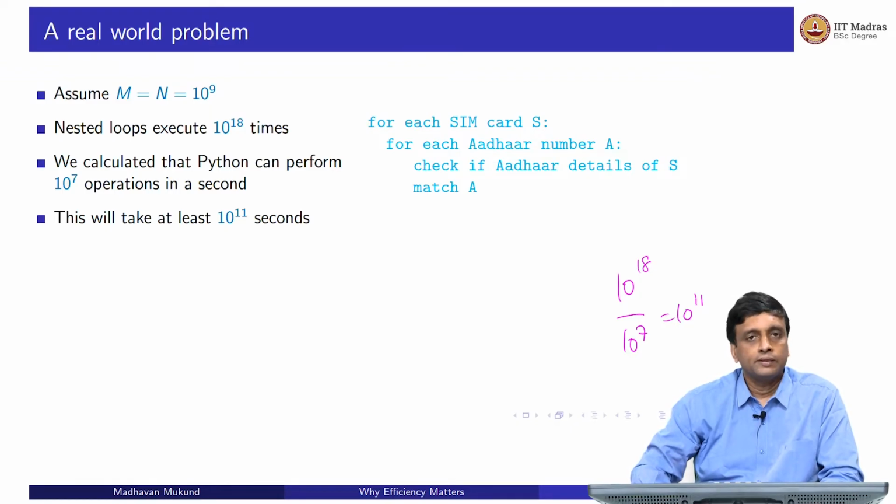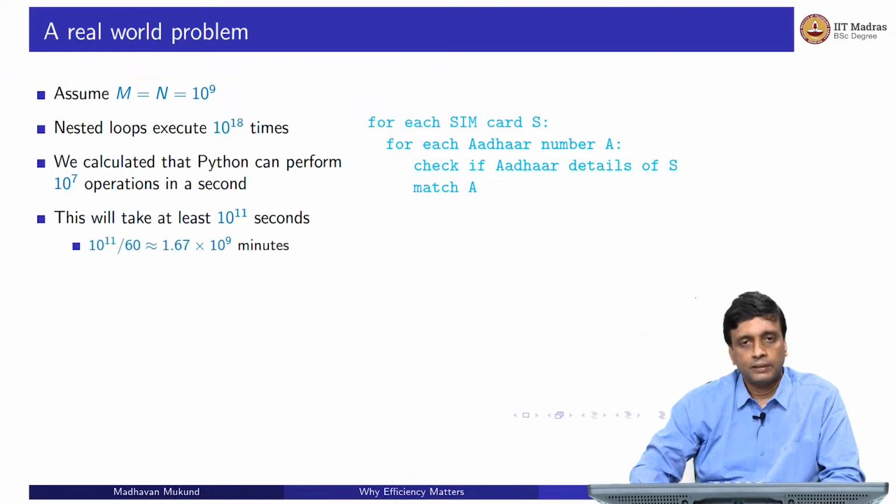So what is 10 to the 11 seconds, right. So 60 seconds make a minute, so if I divide 10 to the 11 by 60, I get something like 1.67 times 10 to the 9 minutes. Okay. So this is still a little abstract to understand. So 60 minutes makes an hour, so I divide by 60 again and I get something like 2.8 times 10 to the 7.